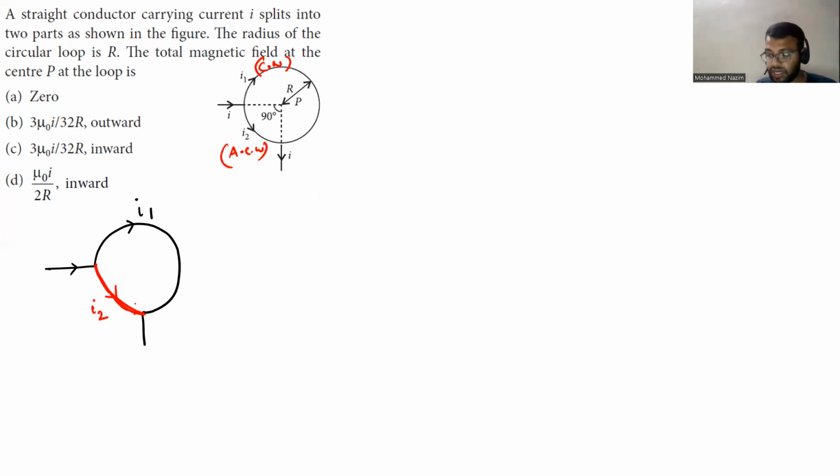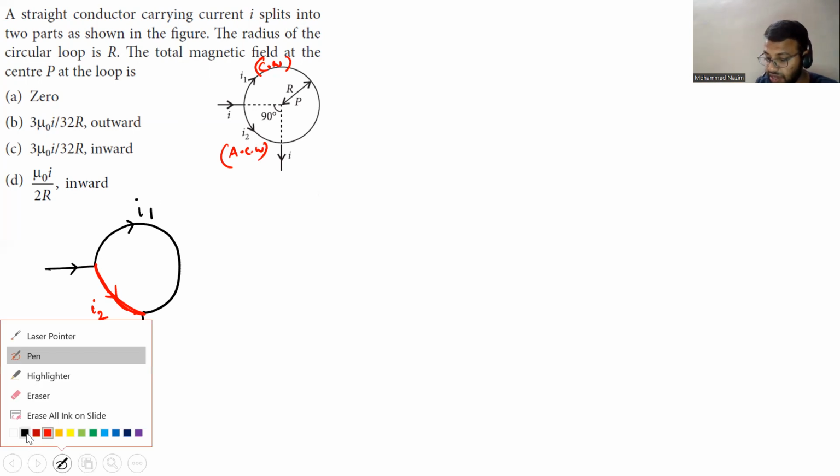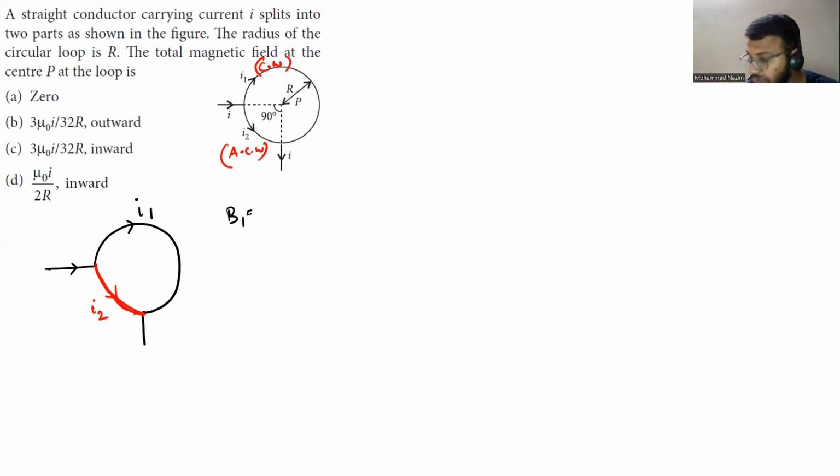And we know the magnetic field due to an arc. So first you can write down the formula. B1 is in which direction, people? For B1, you curl the fingers of your right hand. It is going to be inward. And what is the magnetic field due to an arc?